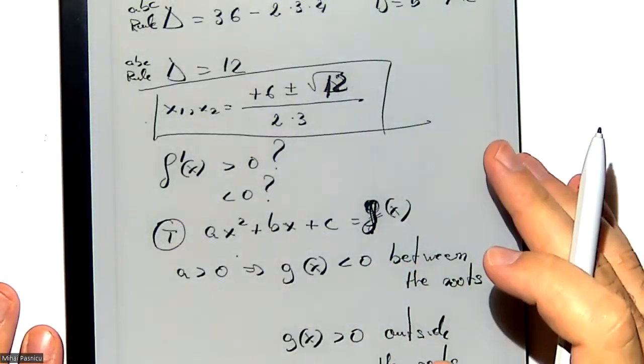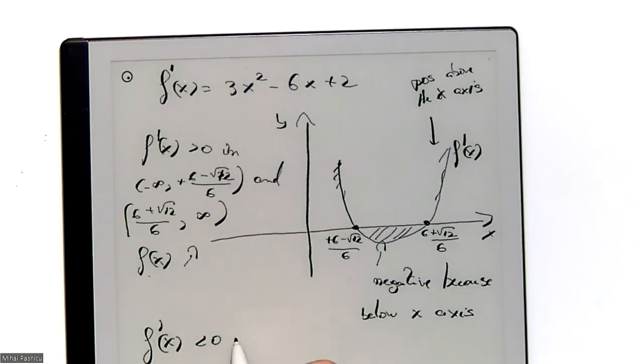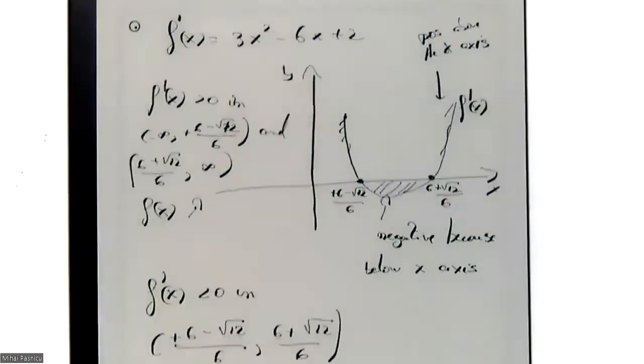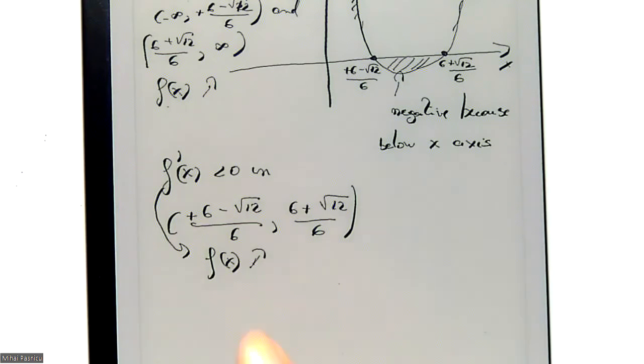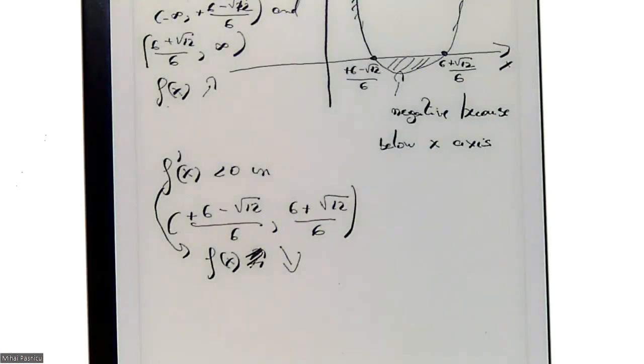So coming back, the function f of x is increasing in this interval. And where f prime of x is smaller than 0, which is in the interval from 6 minus square root of 12 over 6 to 6 plus square root of 12 over 6, it is negative. And if the derivative is negative, it means f of x is decreasing. Anyone got questions on anything that I did up to here? Literally anything? Okay. Cool.